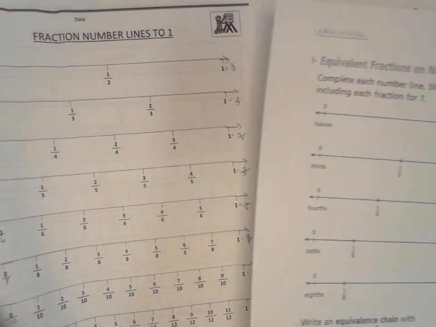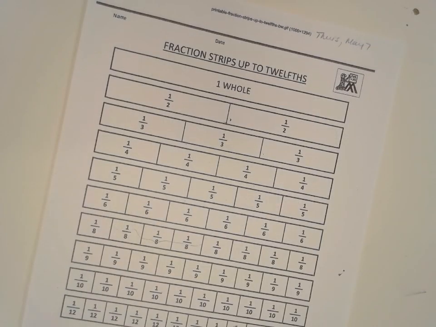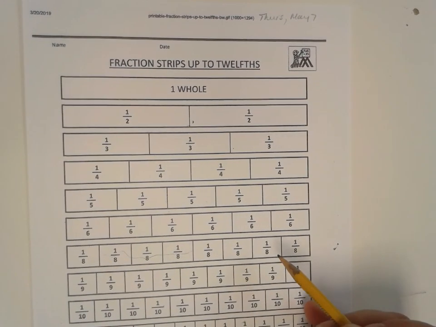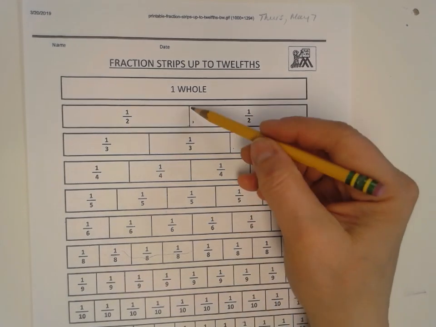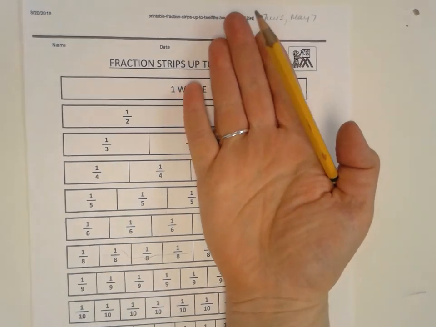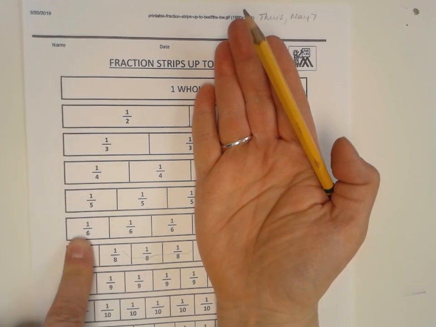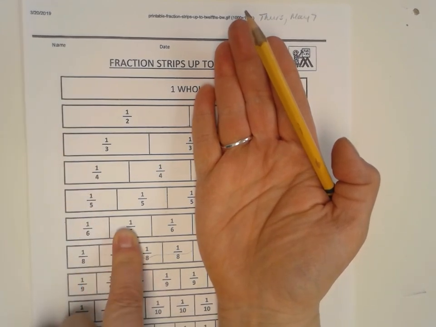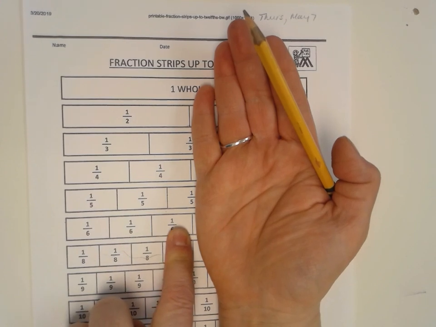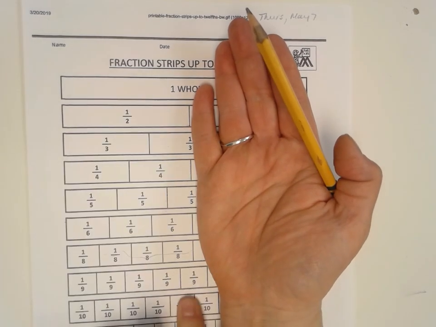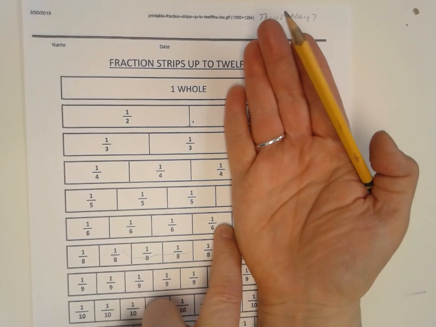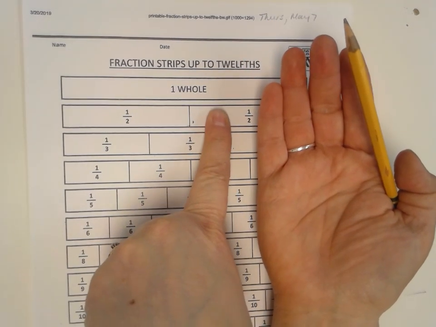If I was also using the fraction strips, fraction bars, I could look at, here's my half, so I'm going to cover up the rest of it, and then I'm going to go down to my sixths. Here it is, 1/6, 2/6, 3/6 equals my 1/2. There's my 4/6, definitely more than 1/2 there.